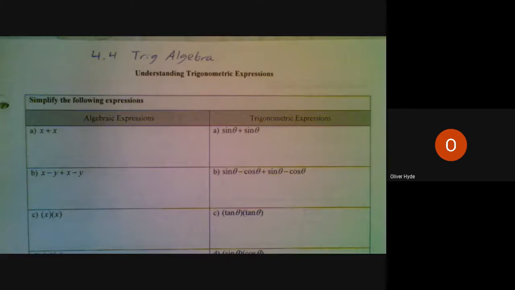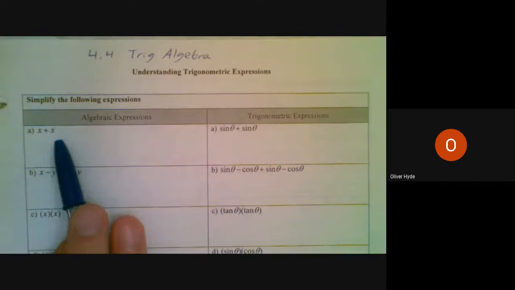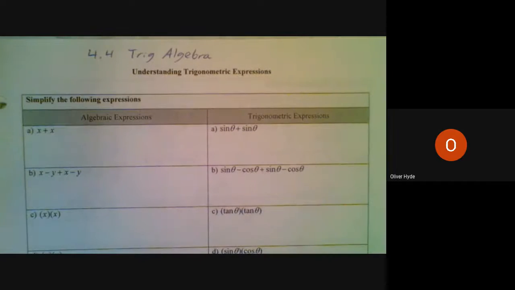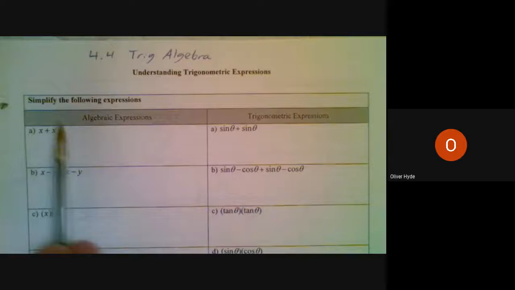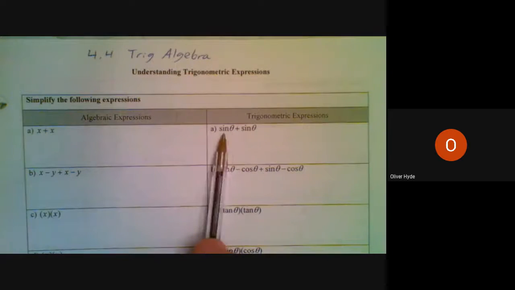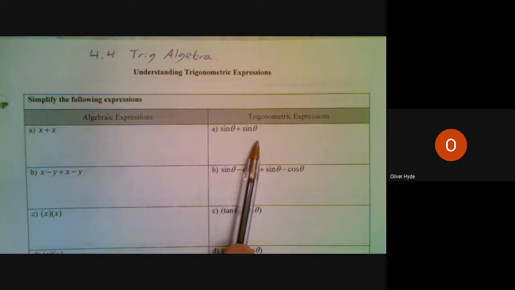So this page has a sort of two-chart system, and it's going to show you the similarities between algebraic expressions and trigonometric expressions, which are algebraic as well. The idea is that we should have very little trouble, let's say no trouble, with the left-hand side here. If we're asked to do x plus x, we should be able to know what that is. Sometimes when we have sine of theta plus sine of theta, students treat it differently, and we really shouldn't be treating it as being differently at all.